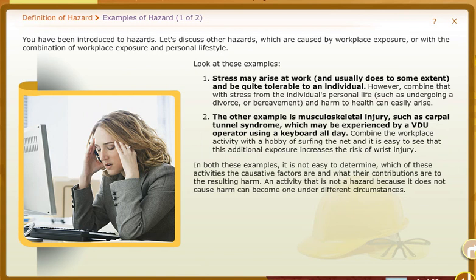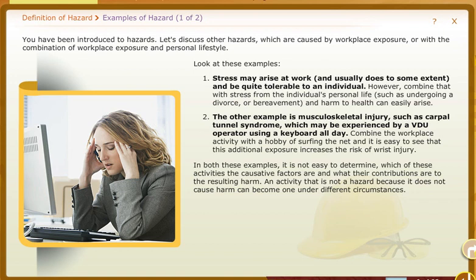You have been introduced to hazards. Let's discuss other hazards which are caused by workplace exposure or with the combination of workplace exposure and personal lifestyle. Look at these examples. Stress may arise at work, and usually does to some extent, and be quite tolerable to an individual. However, combine that with stress from the individual's personal life, such as undergoing a divorce or bereavement, and harm to health can easily arise.